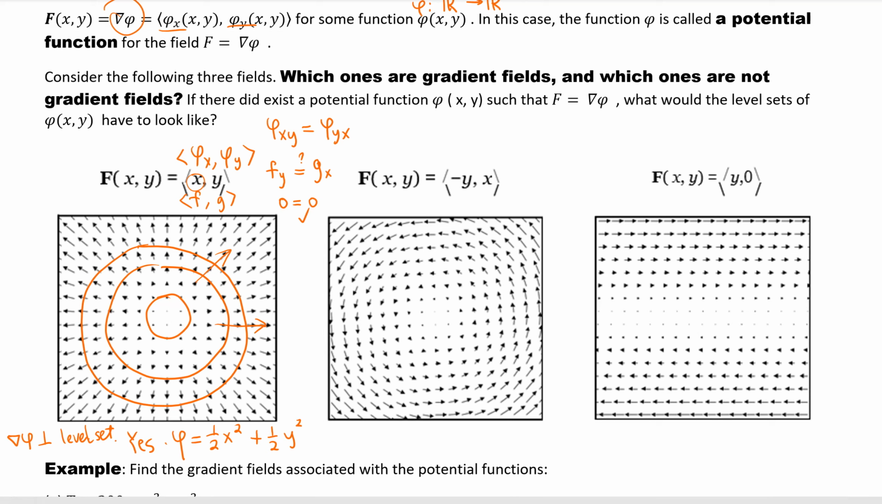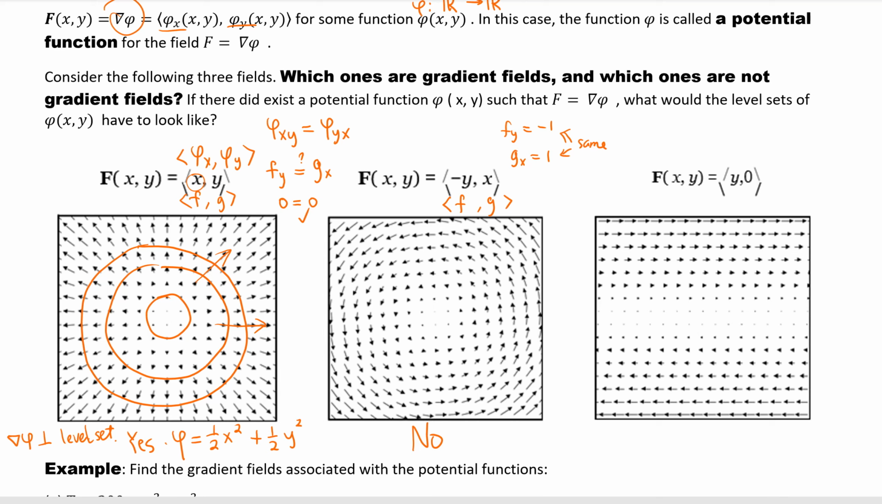Okay, next, let's continue. Let's call this F and this G. Then let's check. What is Fy? Minus 1. What is Gx? 1. Are they the same? No. So this one can't be a gradient field. Yes, because the domain is all points on the xy plane, and the mixed partials should be equal, but they are not.